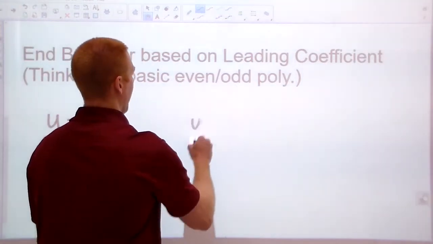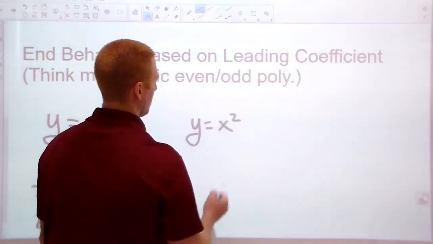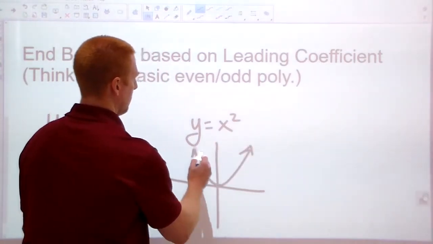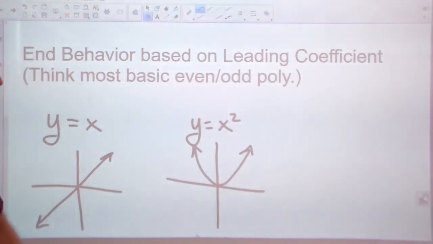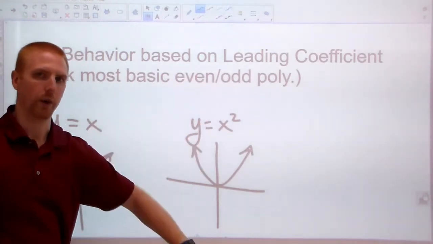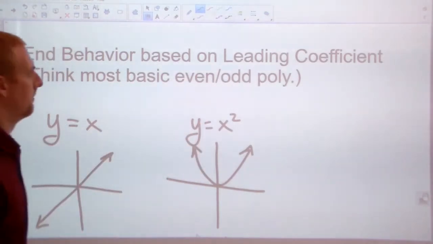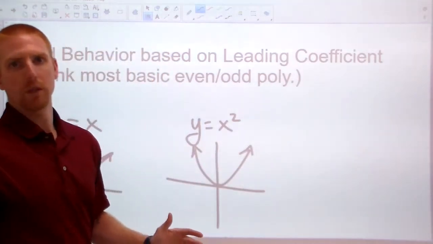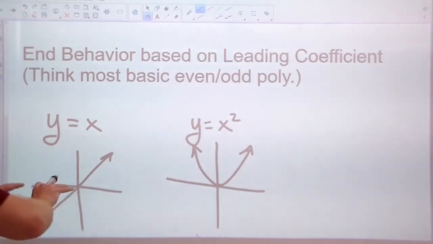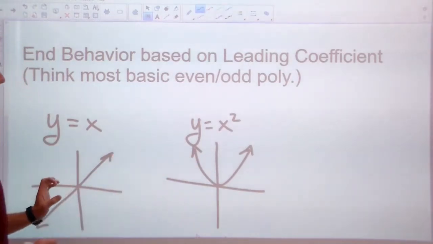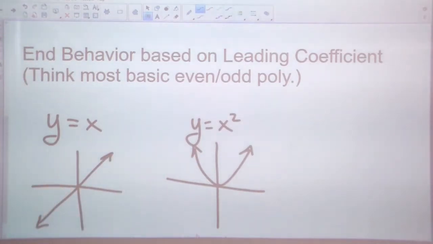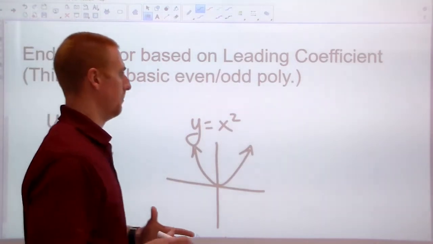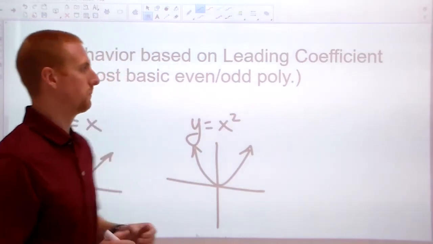And your most basic even polynomial would be x squared. And we know that's a parabola, so both ends point up. And if it was a negative out front, both ends would point down. So if we have x to the 52nd power, both ends are going to point up. We know that. So that's really the whole point about even and odd polynomials. They help you understand what the end behavior is going to do. And the deeper we get into this, knowing the end behavior is going to tell you a lot of information.